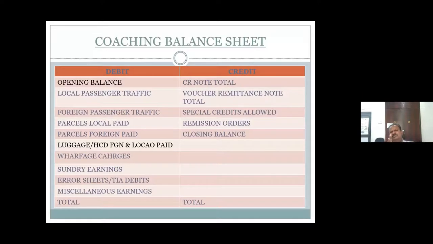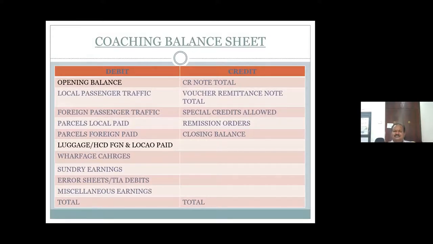So, you put it together, all the services rendered by the station master will be reflected on the debit side. And all the proceeds out of the traffic service rendered and received by him in the form of cash, vouchers, acknowledgements received from the cash office will be reflected on the cash side.